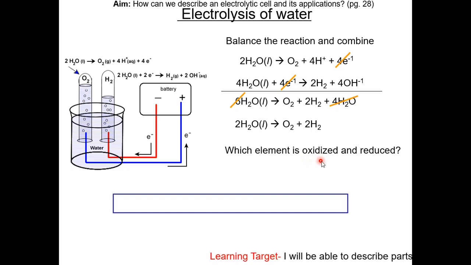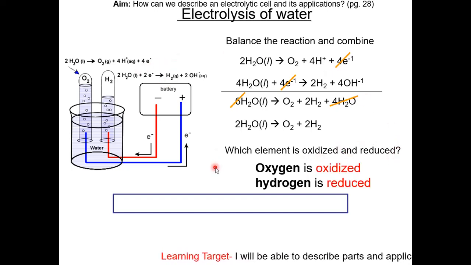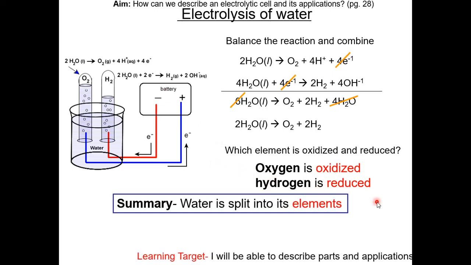Which element is oxidized and reduced? By looking at these reactions, oxygen is oxidized and hydrogen is reduced. In summary, water is split into its elements in the electrolysis of water.